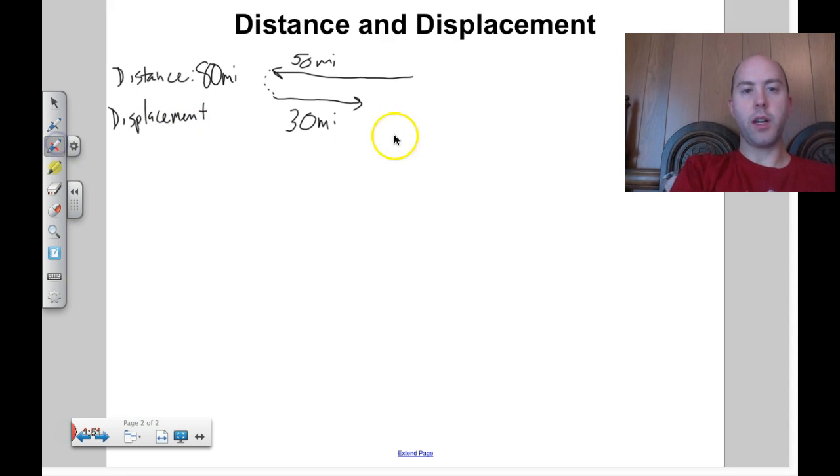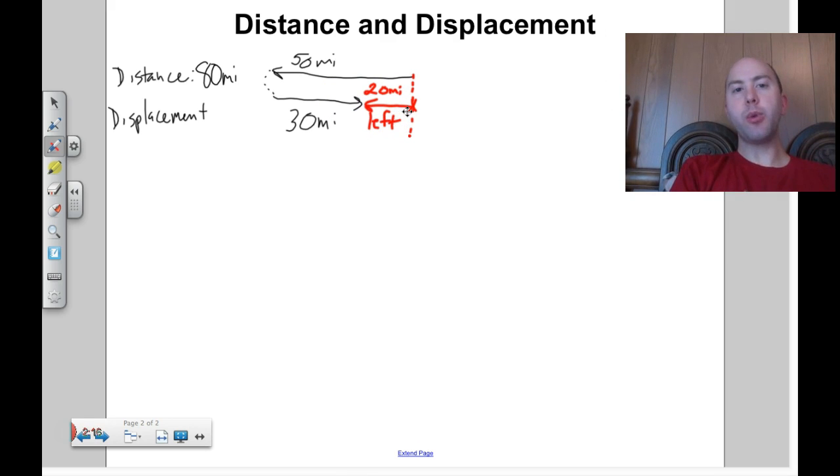However, your displacement only matters from the beginning point to the ending point. So I'm going to do that in red. You started right here. Here's 0. You started here and you ended here. So from here to here, how far is that and what direction is that? Well, that's only 20 miles, and that is left of where you went.